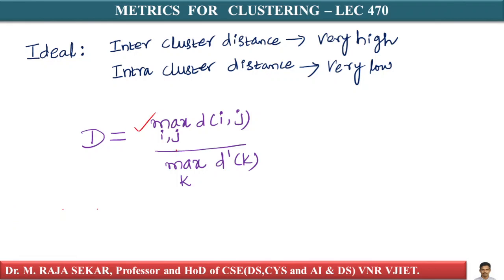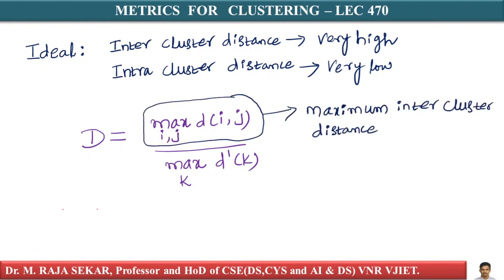This is capital D. This capital D in the numerator is different from capital D dash, which is in the denominator. What is the difference? The D is basically the distance between cluster Ci and cluster Cj.